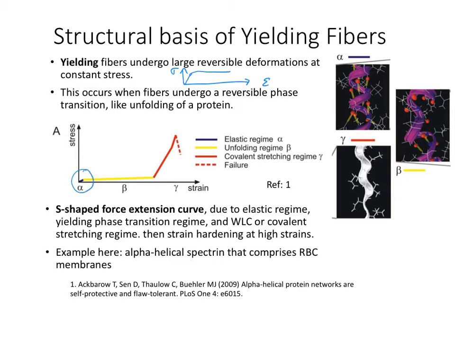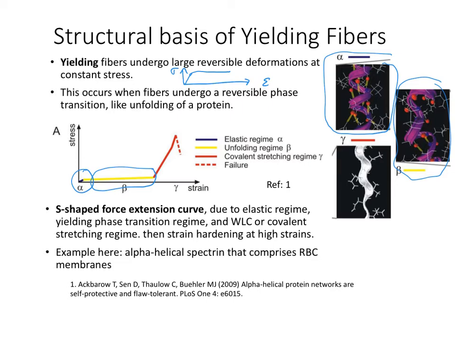There's this elastic regime alpha where the individual fibers stretch without breaking the structure of the protein. So this is a picture here, an example of alpha helices that make up spectrin in the red blood cell membrane. So we see here there's this alpha helix structure that can stretch. And then there's this next regime, this unfolding or yielding regime, where this undergoes a phase transition. I call this more generally yielding because they don't always happen because of unfolding. But we see here that these start to unfold and then they'll continue to unfold during this regime.